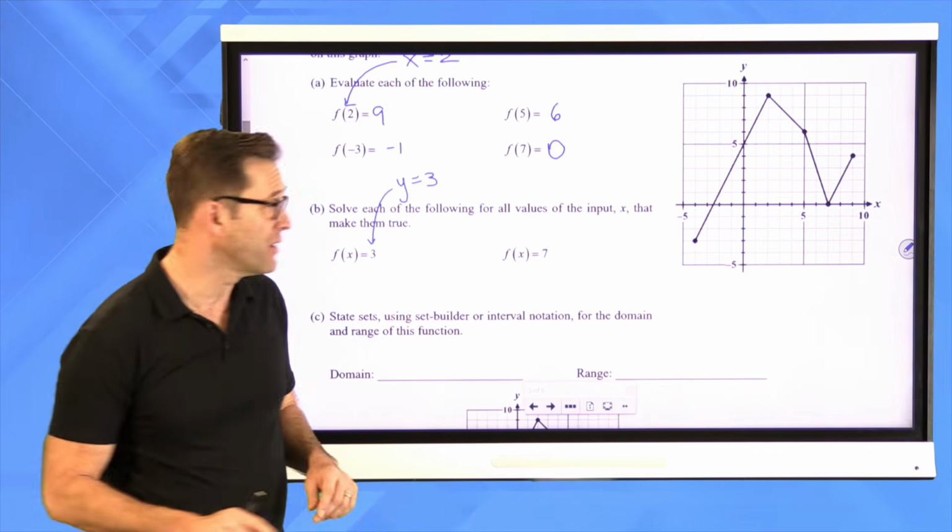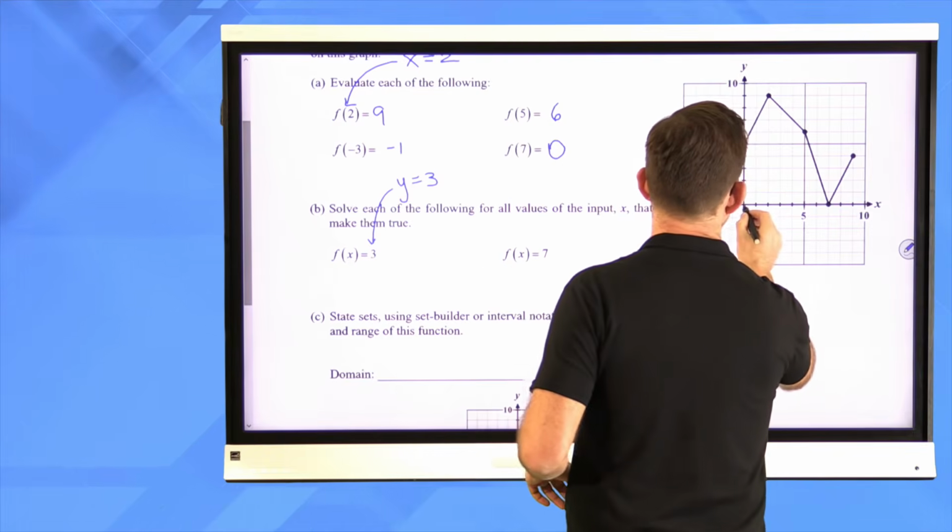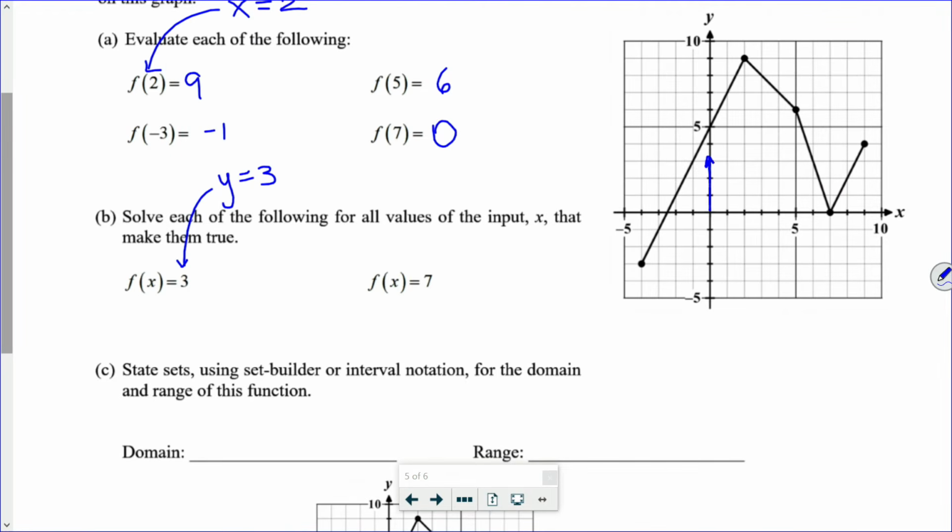Here's the easy way to do that. Very similar to what we did before. I'm now going to go up to y equals 3, and I'm going to look for any points on this curve where the y value is 3.